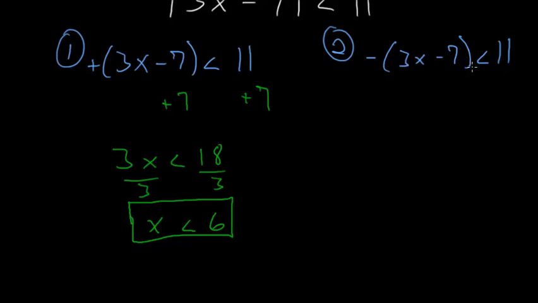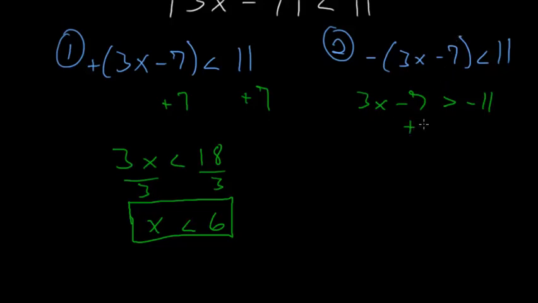And then in the second part, we can multiply each side by negative 1. So we'll have 3x minus 7 is greater than negative 11, since in inequalities, if you multiply by a negative 1, you flip the sign.